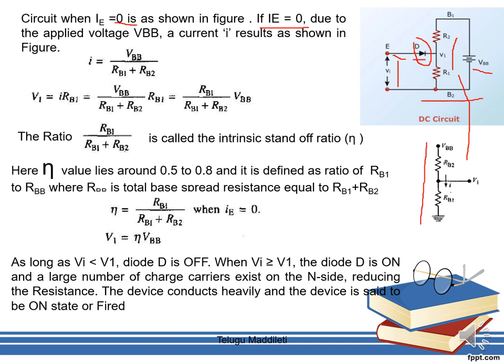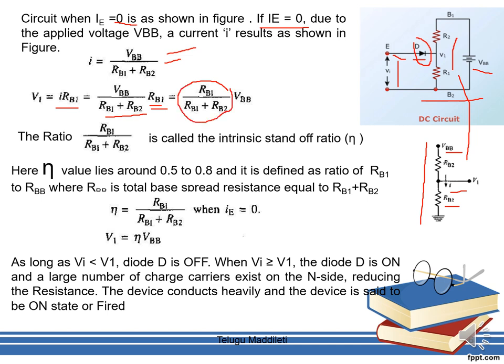Then current I is given by total voltage VBB by total resistance RB1 plus RB2. Now find the drop across RB1. Drop across RB1 is nothing but I into RB1. I is calculated already, so its value is VBB by RB1 plus RB2 multiplied by RB1. We can rearrange this equation as RB1 by RB1 plus RB2 into VBB.